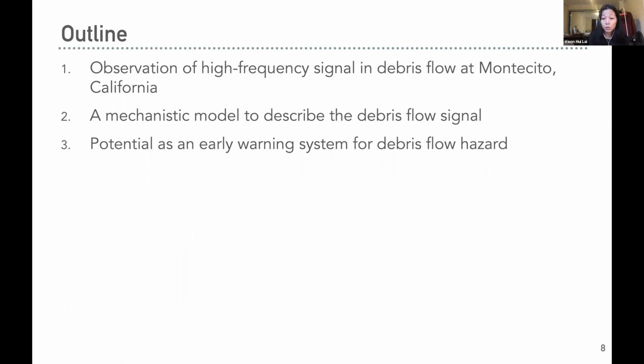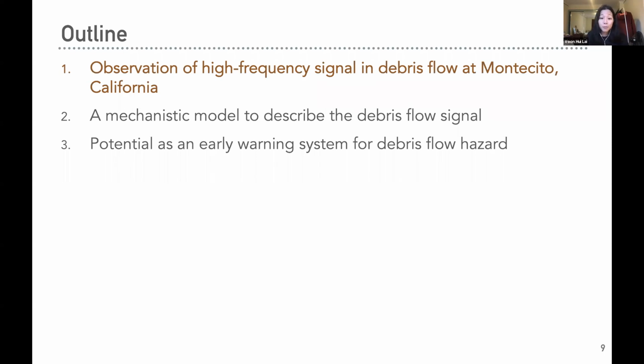So in this talk today, I will first like to introduce how the seismic signal looks like for a debris flow observed at Montecito in California. Then I will describe a mechanistic model that captures the underlying physics of how debris flow generates these signals. And with the model, I will discuss how it can be useful to design a robust early warning system for this particular hazard.